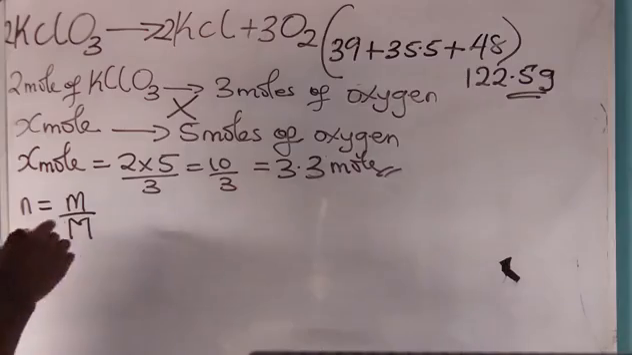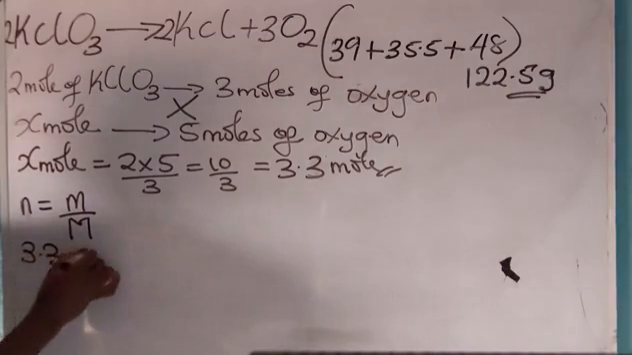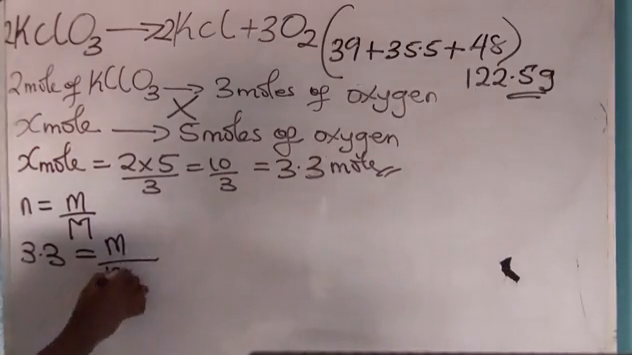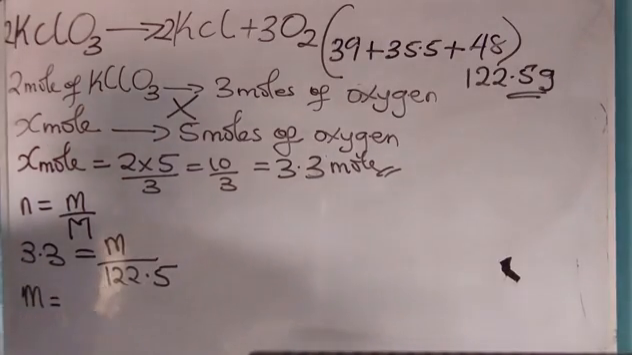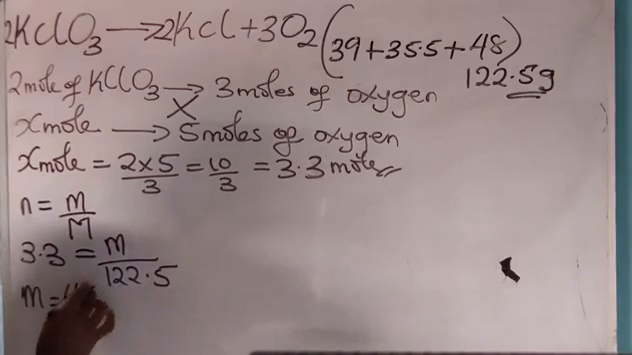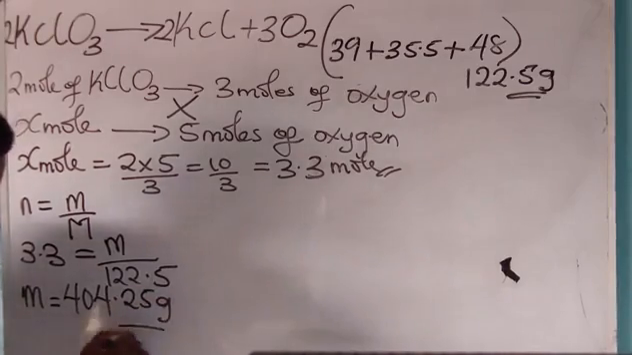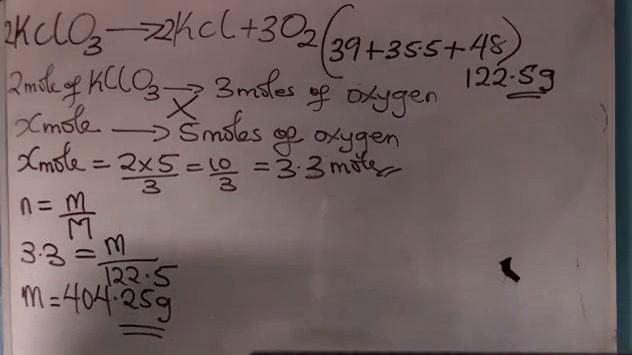Potassium chromate. We've gotten the number of mole as what? 3.3. Then mass is what we are looking for over molar mass, which is what? 122.5. It therefore means that mass equals 3.3 times 122.5 equals 404.25 gram. Alright, so please take note of that. It is very, very important.